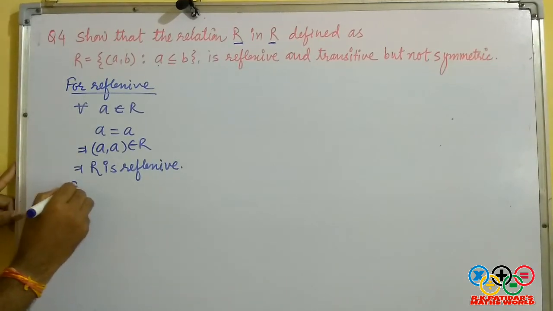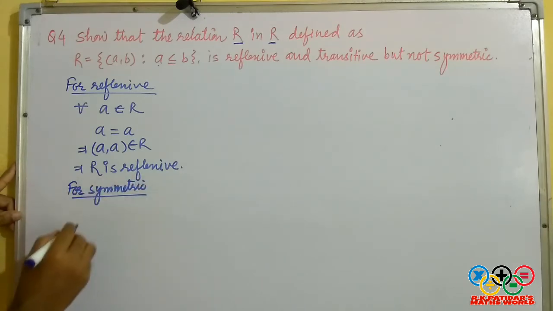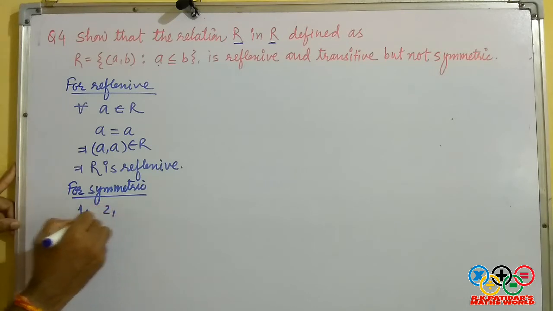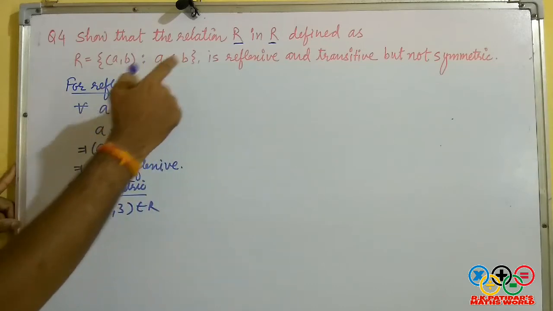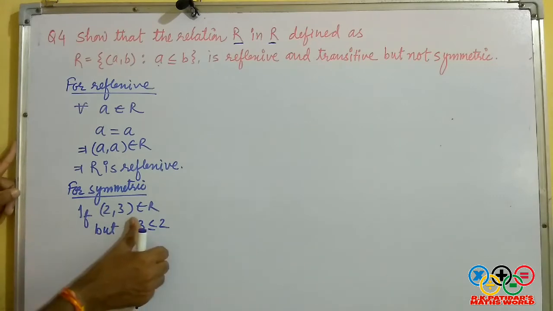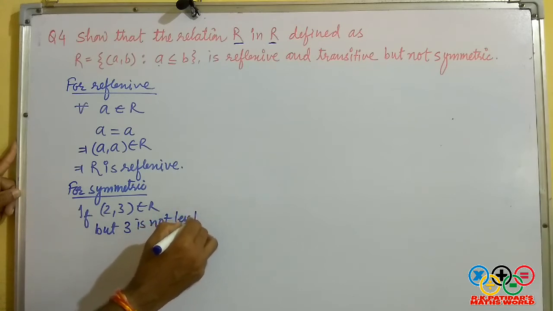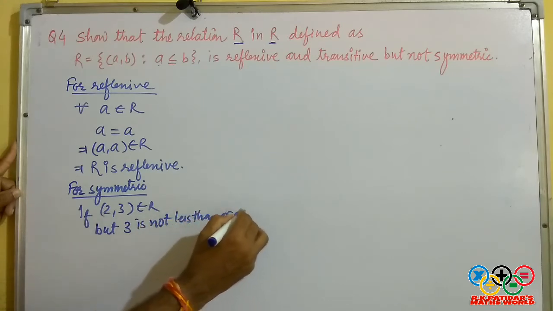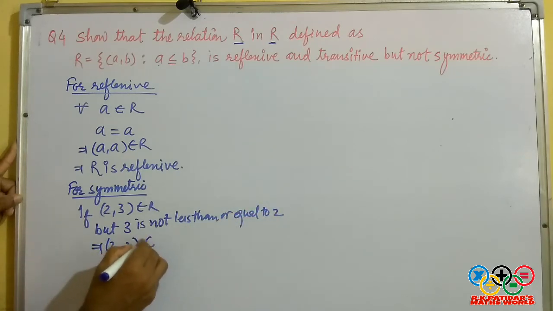For symmetric, if we take one of the examples, (2, 3). (2, 3) belongs to R. See, 2 is less than 3. So (2, 3) belongs to R. But 3 is less than or equal to 2. This is not true. So 3 is not less than or equal to 2. This implies (3, 2) does not belong to R.